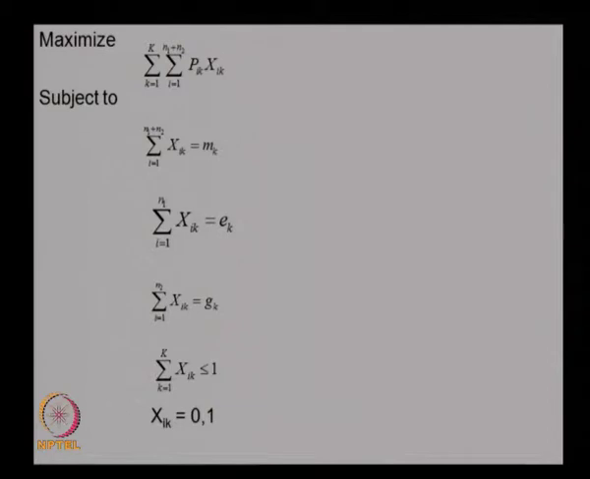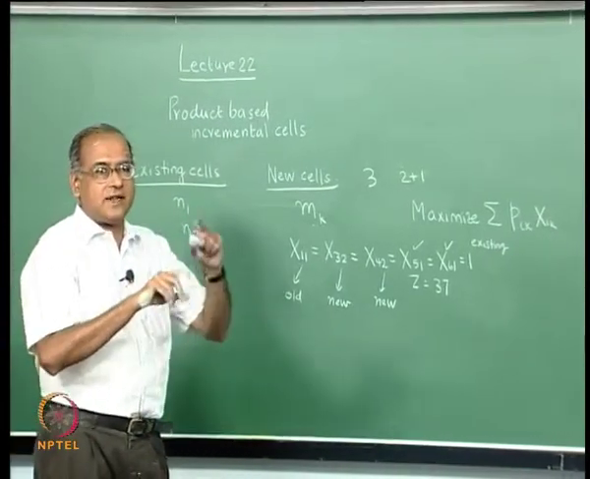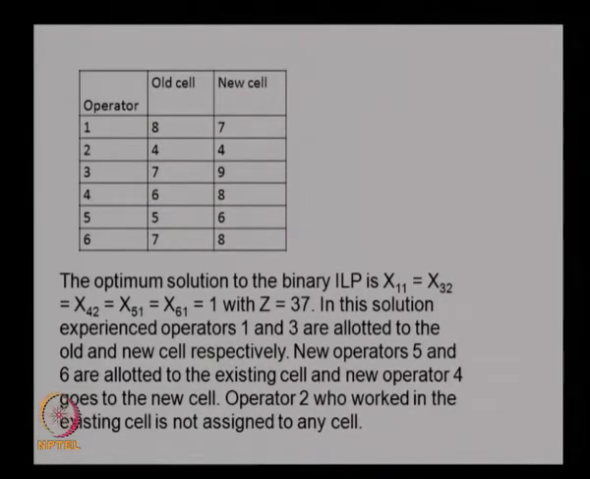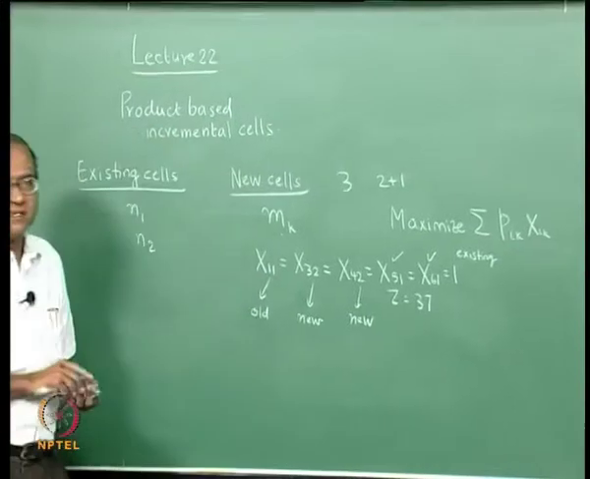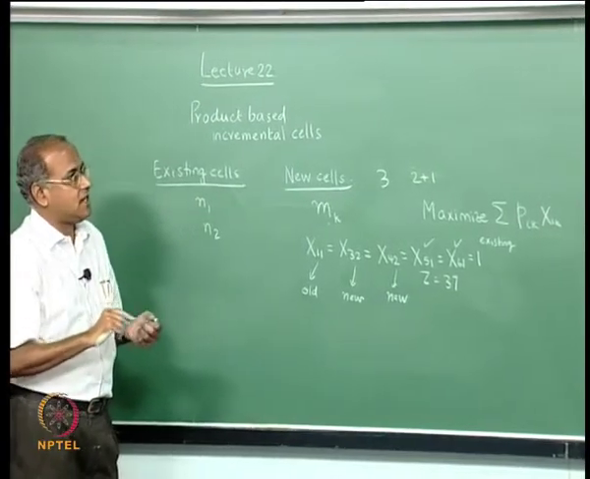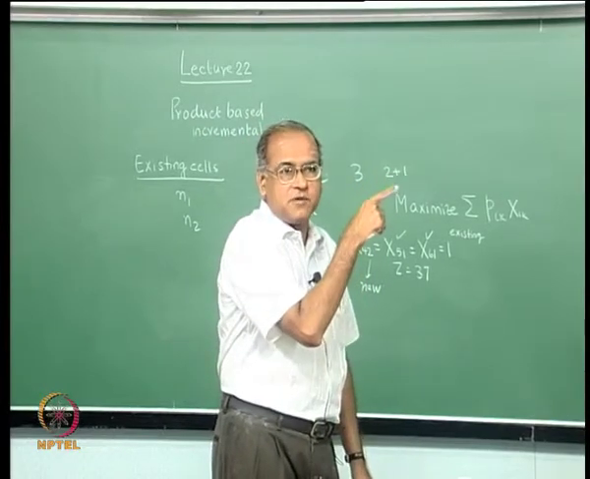If you look at the formulation, you will see that the objective function maximizes the sum of preferences, k equal to 1 to k and i equal to 1 to n1 plus n2, which means in this example there are 6 operators and 2 cells. Operator 2, who worked in the existing cell, is not assigned to any cell. This has happened because when we worked with the preferences, we observe that the new operators 4, 5 and 6 have given large preference for the new cell, while operator 2 has not given a very large preference.